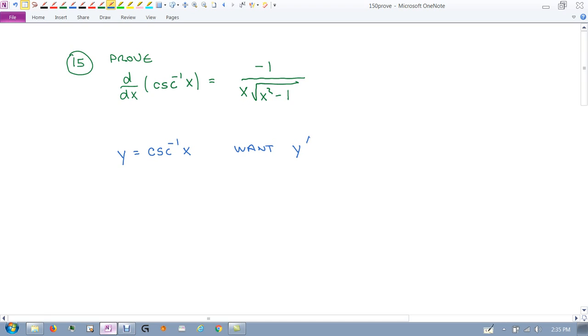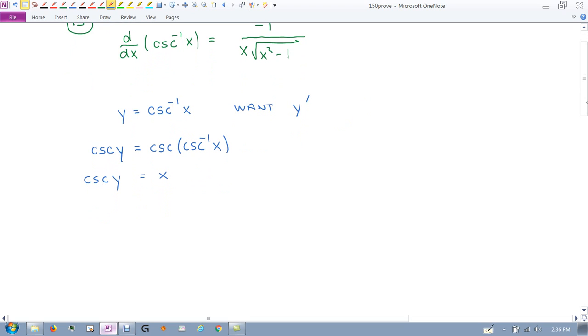Now, to do this, I'm going to first take cosecant on both sides. The effect of doing cosecant on the right side is that cosecant of arc cosecant of x should just give us x, so long as the domain restrictions are satisfied for x. So we're just going to assume that those are. All right, and now we will continue. Now we take the derivative implicitly on both sides of the equation. So I'm going to take the derivative with respect to x on the left side, and then the derivative with respect to x on the right side.